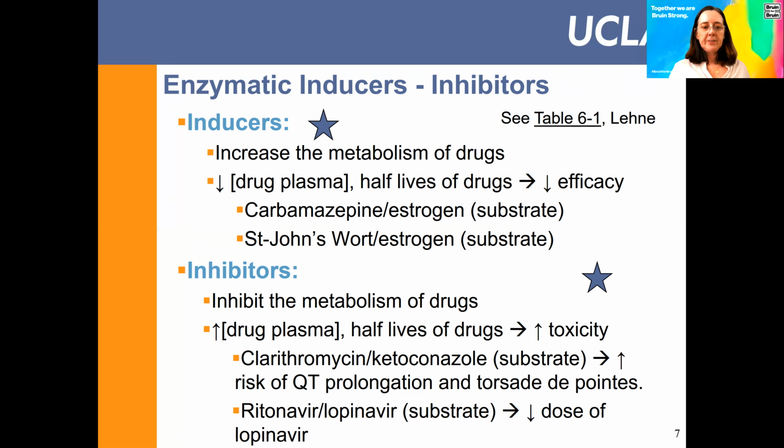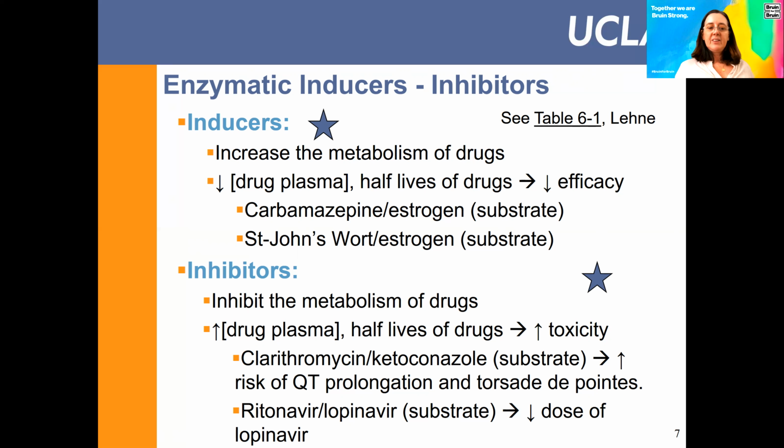Now, another example is ritonavir and lopinavir. This one is actually a good interaction and it's used in HIV/AIDS medication. When they are used in combination, it helps reduce the dose of lopinavir that is given to the patient. Because lopinavir has a lot of side effects, by giving those two drugs together, you can reduce the dose of lopinavir that the patient is taking.